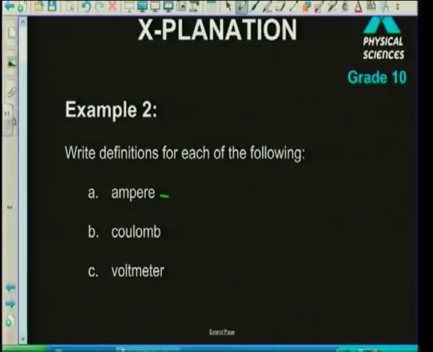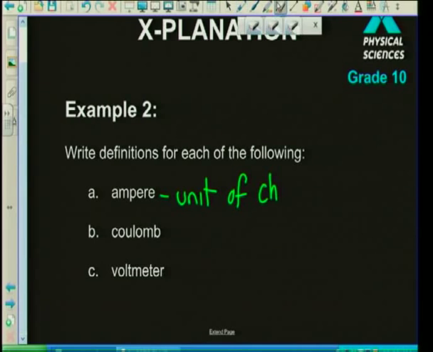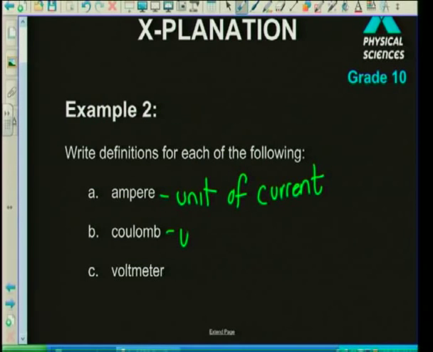Now, the definition for ampere is that it is the units of charge. Not charge, I'm lying to you, it's the units of current. I'm hoping someone was actually moaning at me at the TV. Okay, it's the units of current. Now, it seems a little silly as a definition, but that's exactly what it is. It's the units of current. What is coulombs? Coulomb is the unit of charge. Simple, nothing difficult here.